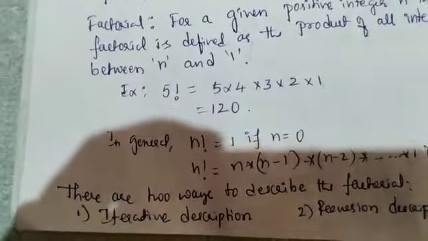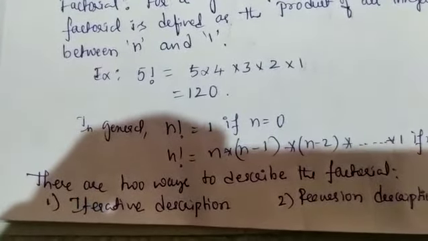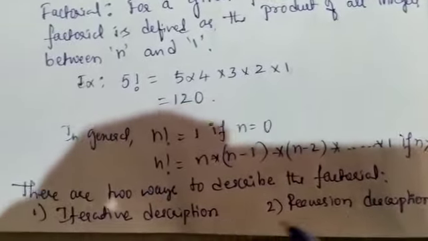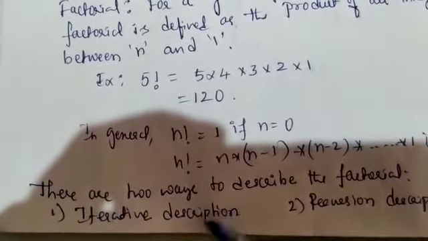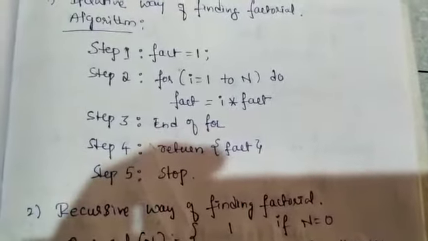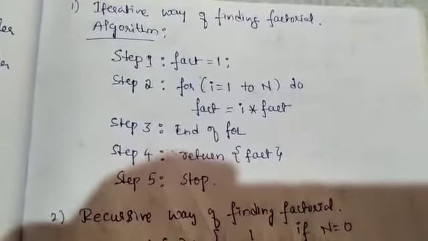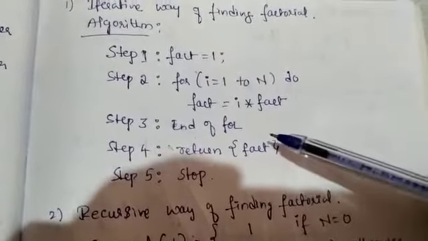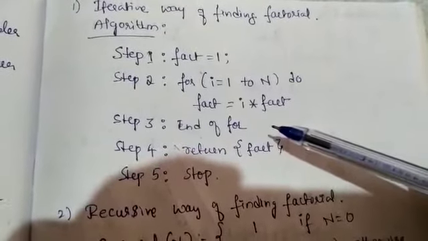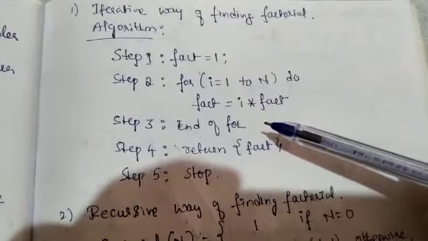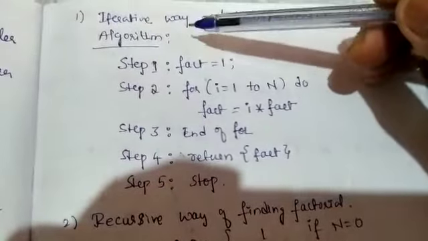So there are two ways to describe the factorial. The first way is the iterative description and the second way is the recursive description. The iterative description is something students might have learnt in the first semester of their degree, while learning C programming, using loops. As an example, I would like to show you the iterative process algorithm.